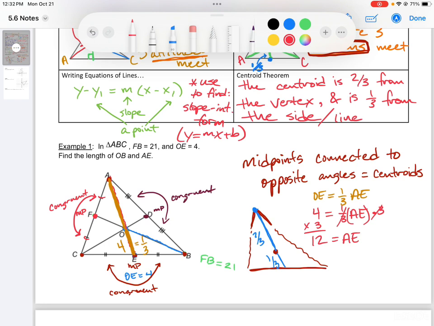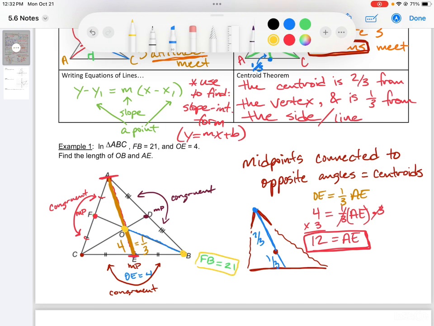And 12 equals AE. So that means this whole distance from A to E is 12 units. So that's the first thing they asked me to find. The other thing they asked me to find is O to B. So from O to B, and this one's a little bit different.